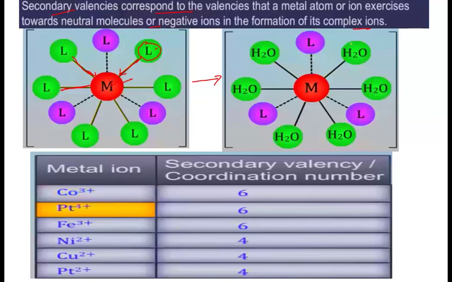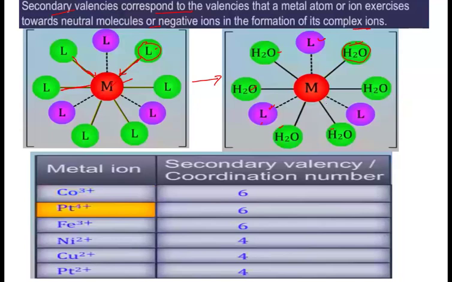For example, in this picture you can see primary valencies are shown in the form of blue colored ligands, and secondary valencies are represented by water molecules, right. So the ionizable part will be the ligands shown by L, and the non-ionizable part, which will have the secondary valency, will be water molecules. So how many water molecules are there? 1, 2, 3, 4, 5, 6 water molecules are there.